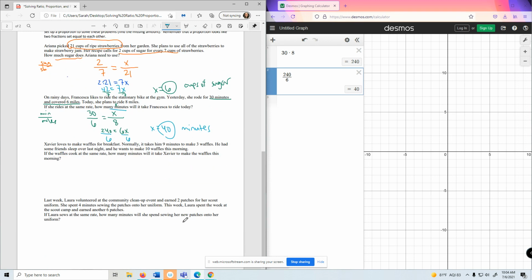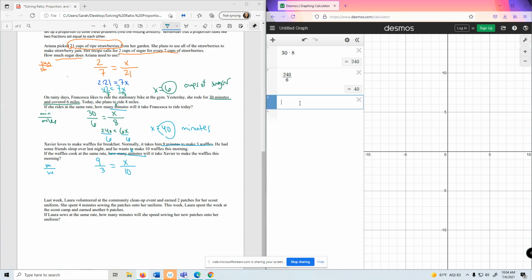Xavier loves to make waffles for breakfast. Normally it takes him 9 minutes to make 3 waffles. So our ratio here is going to be minutes over waffles, 9 minutes to make 3 waffles. He had some friends sleep over last night and he wants to make 10 waffles this morning. 10 is the number of waffles. Waffles go on the bottom. If the waffles cook at the same rate, how many minutes, since we don't know how many, it's x, minutes go in the top of the fraction, will it take him to make the waffles this morning?